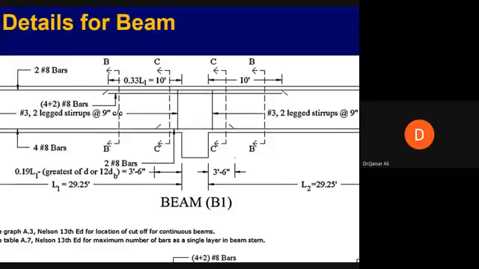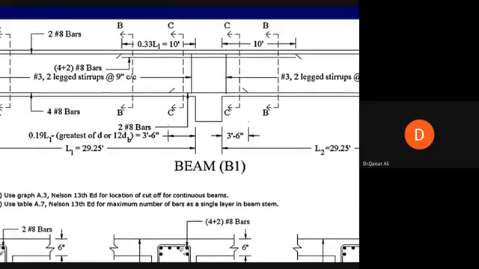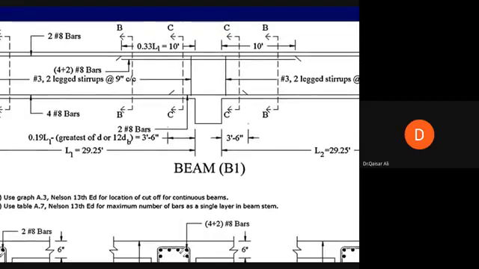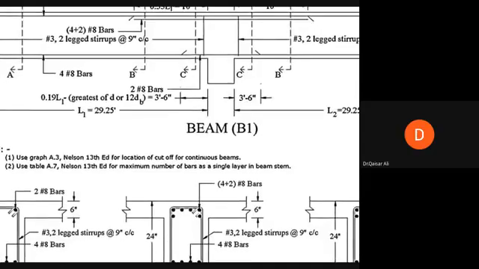If we take a section BB, in section BB we will be able to see positive reinforcement of 4 number 8 bars and all the negative bars. Negative bars have been provided like this: 4 bars in the first layer and 2 bars in another layer, up to L by 3. L by 3 of this 30 feet beam is 10 feet. So 10 feet from the face of the wall on one side and 10 feet on the other side. We have provided 4 plus 2 bars because we have negative bending moment here.